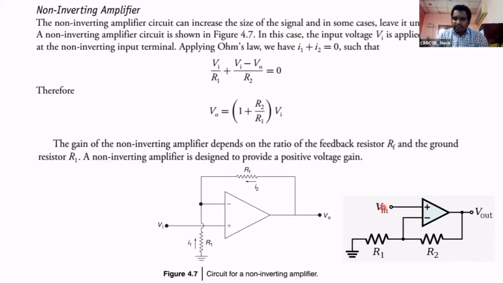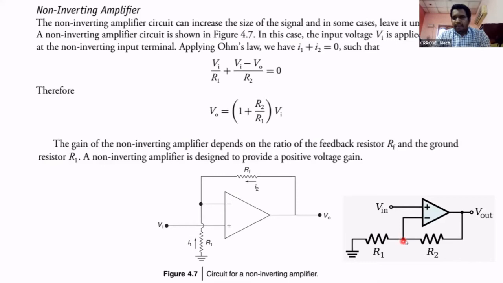Here the voltage V in is connected to the positive terminal, and the negative is grounded. You already know the voltage at the positive terminal. The negative is 0 because it is grounded. The voltage at negative and positive are the same because of virtual short or virtual ground. Means here the voltage at the node is V in.